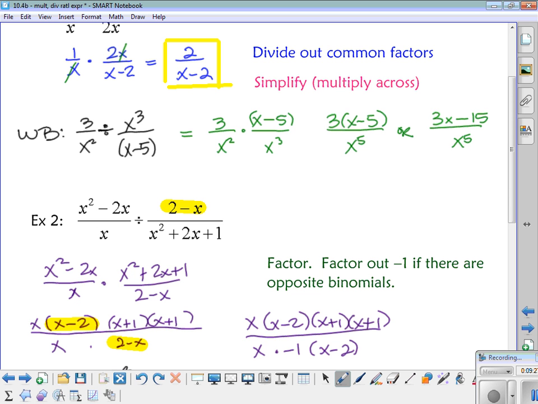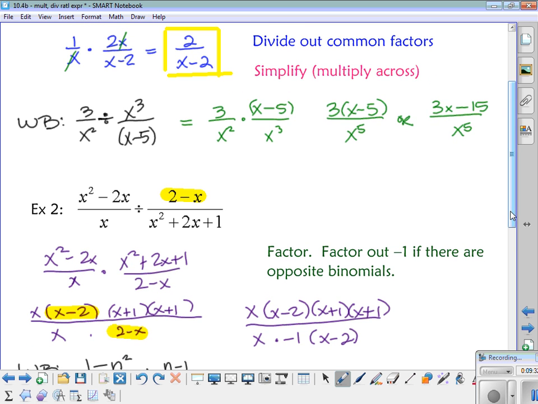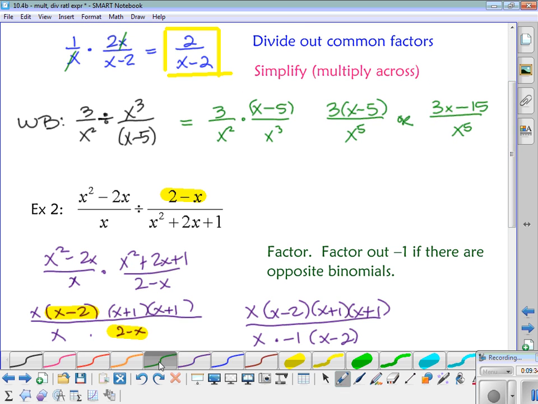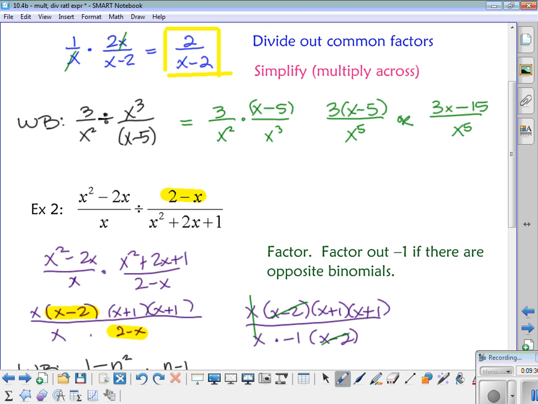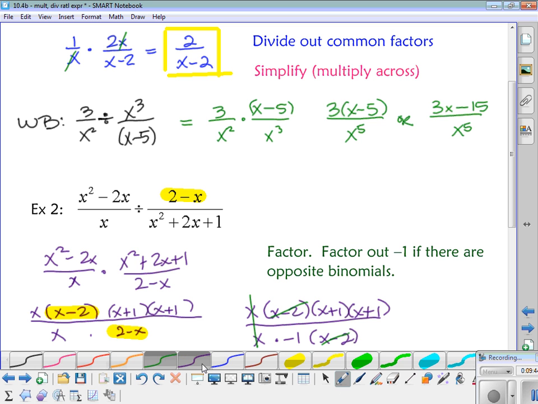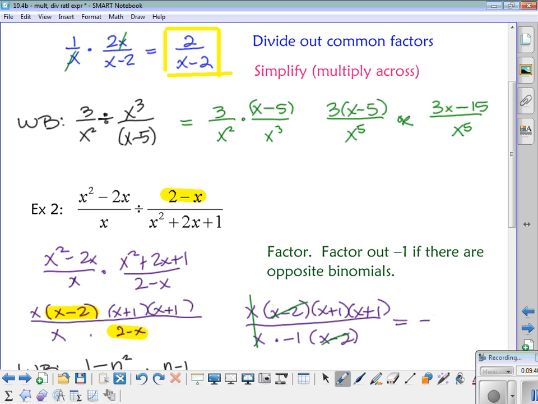And now that they're both x minus 2, I can cancel out the x minus 2's. And then these x's also cancel out. So I'm just left with a negative 1 times x plus 1 times x plus 1. And since they're the same factor, you can write it x plus 1 squared. And so that would be your answer.